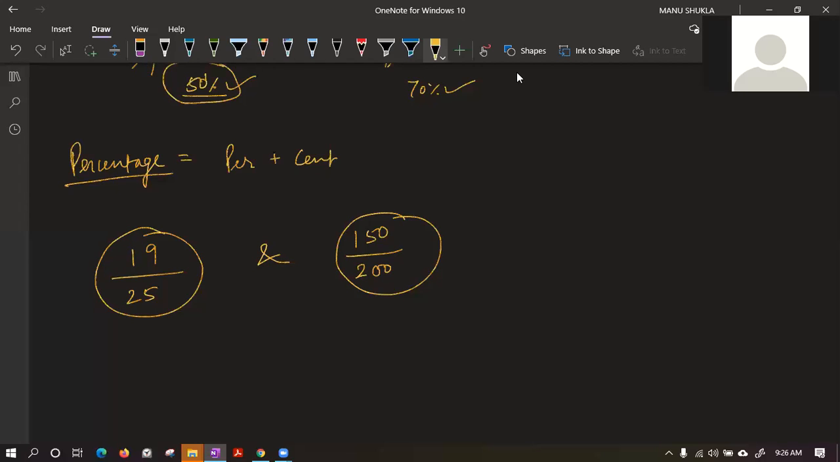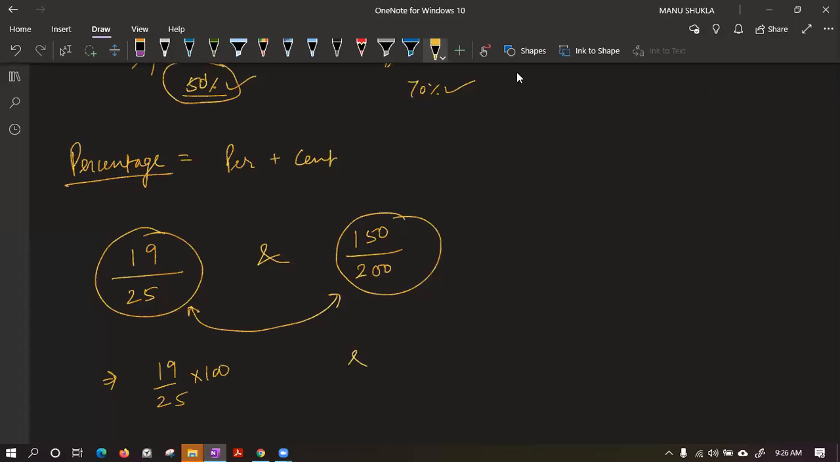So class, to compare these two marks, we have to use the concept of percentage. And how do we find that? We all know, to find percentage we multiply the fraction by 100. So let's see, 19 by 25 into 100 and 150 upon 200 into 100. By this, we are making them both out of 100. So let's find and tell me the answer, class. What is the percentage in the first case and the second case?